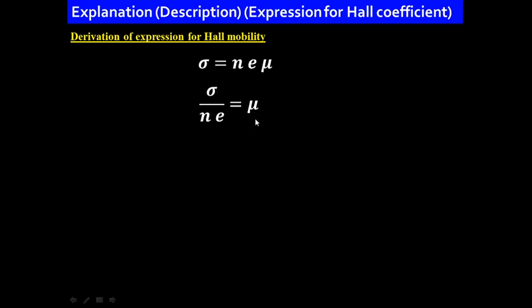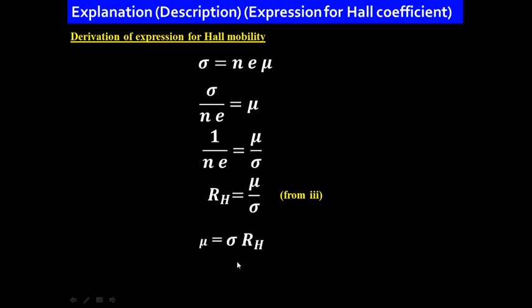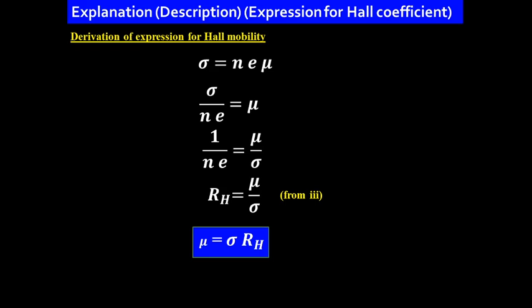Now I bring sigma to that side. So 1 by Ne is equal to mu by sigma, and 1 by Ne is nothing but the Hall coefficient RH. So RH is equal to mu by sigma. So mu is equal to sigma into RH. So this is the formula for Hall mobility, the expression for Hall mobility.